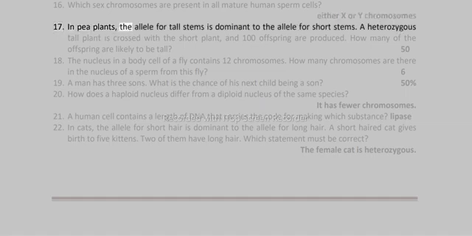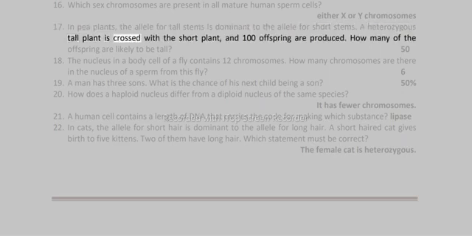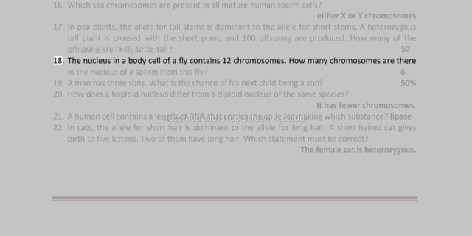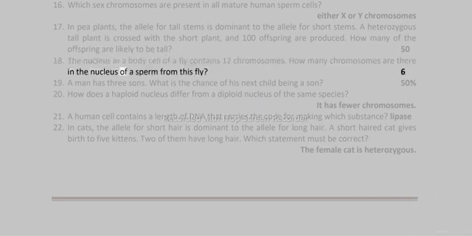17. In pea plants, the allele for tall stems is dominant to the allele for short stems. A heterozygous tall plant is crossed with a short plant, and 100 offspring are produced. How many of the offspring are likely to be tall? 50. 18. The nucleus in a body cell of a fly contains 12 chromosomes. How many chromosomes are there in the nucleus of a sperm from this fly?